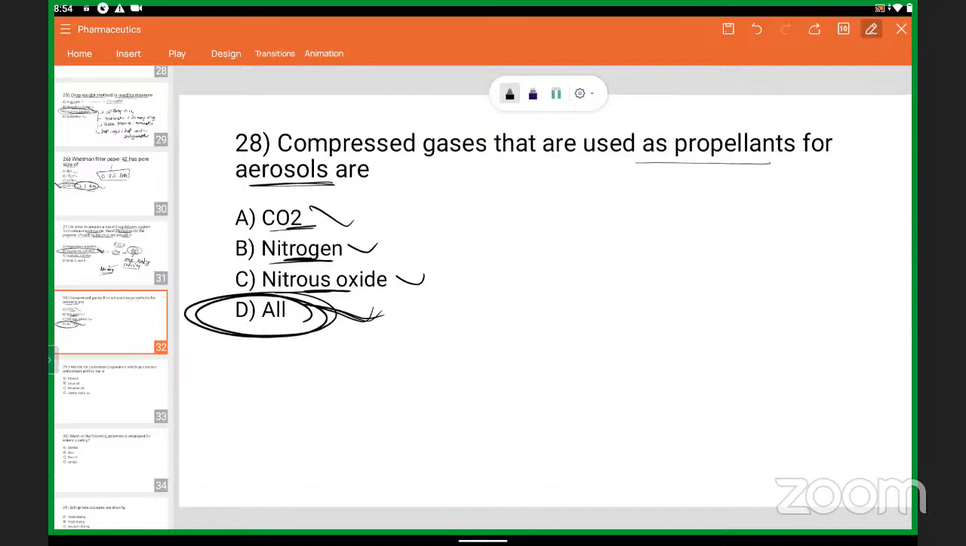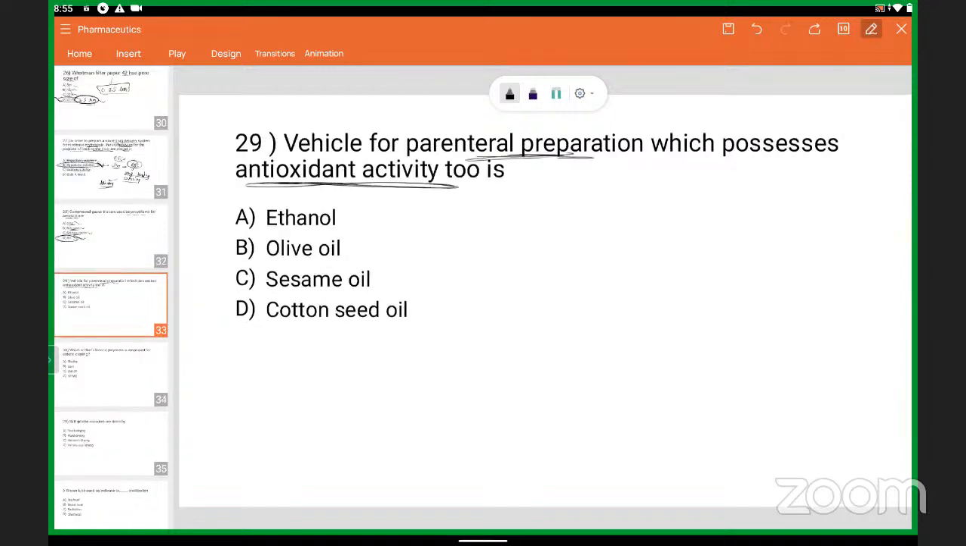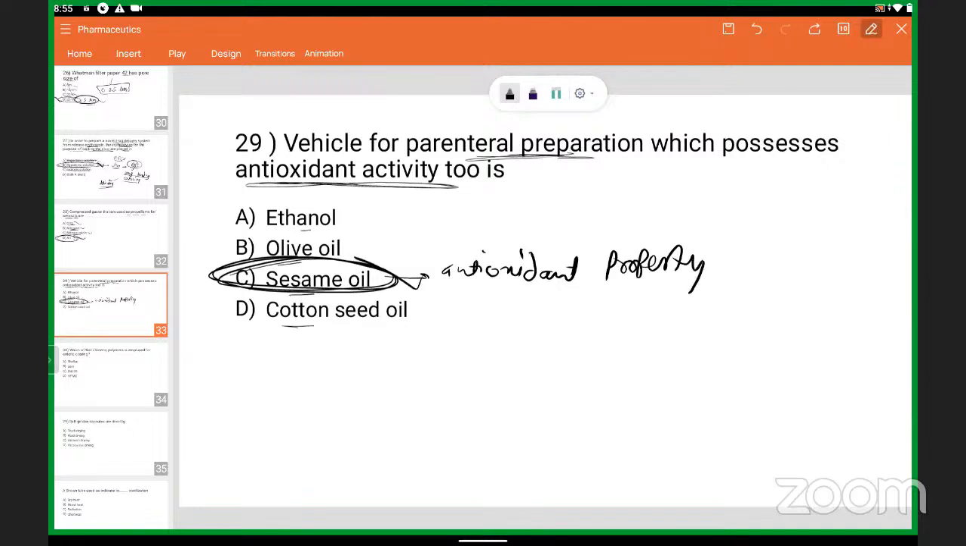Okay, let's move to the next question. That is a vehicle for the parenteral preparation which possesses antioxidant activity. Option A is ethanol, option B is olive oil, option C is sesame oil and option D is cotton seed oil. Here sesame oil additionally has antioxidant property. So the right answer for this question is option C, sesame oil. Actual question again.